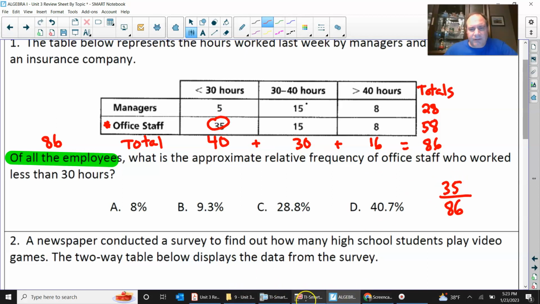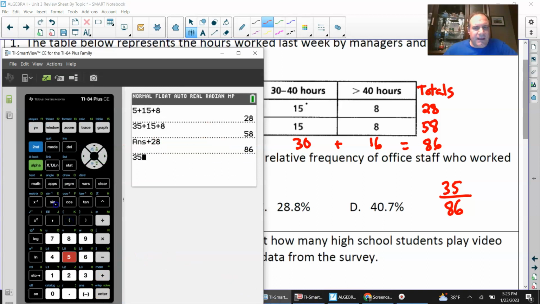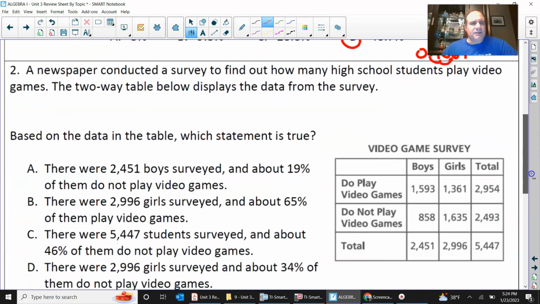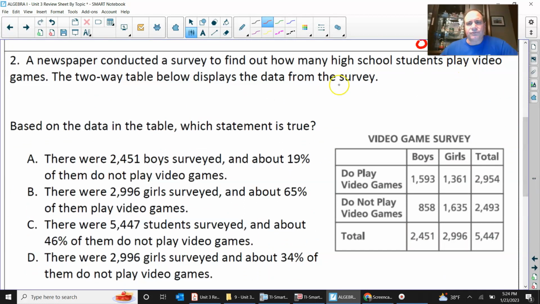So then I grab my calculator again and do 35 divided by 86. And I press enter. So I'm going to get 0.4069. I'm just going to put that down, then I'm going to look at my choices. If I move this over to make it a percentage, that's 40.69, which is 40.7, rounded to the nearest tenth. D is your answer.